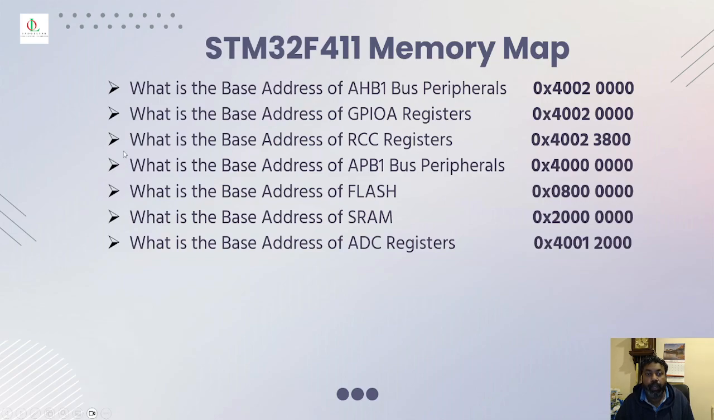If you want to see what is the base address of AHB1 peripherals, it is 4002 0000. For GPIO, it is 4002 0000. For RCC, reset control clock register, the boundary address, or base address, is 4002 3800. APB1, it's 4000 0000. For a flash internal memory, it's 0800 0000. SRAM, it's 2000 0000, and the ADC register is 4001 2000.